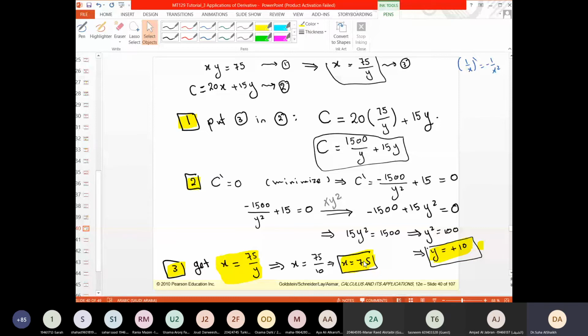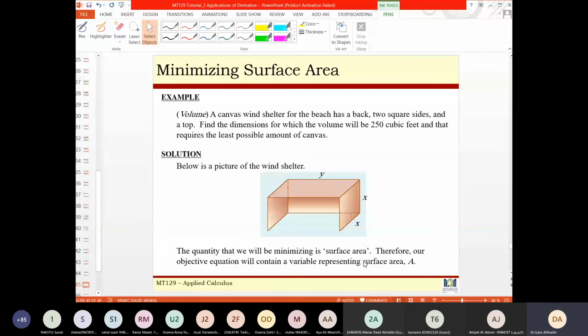Now the last example, it's a volume thing. And again, we talk about how to find the volume. Remember when we talk about the volume? We said whenever we talk about the volume, we are talking about 3 dimensions here. We have x, we have y, and we have the height which is z. And the volume is equal to x times y times z.